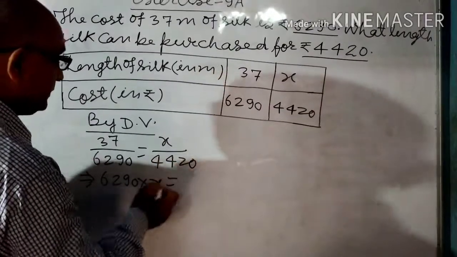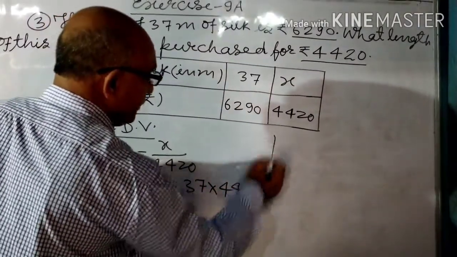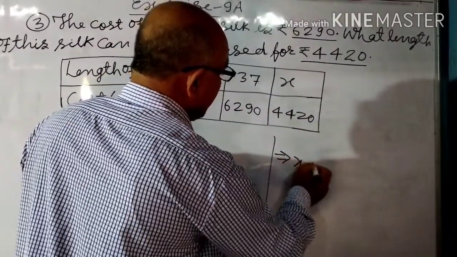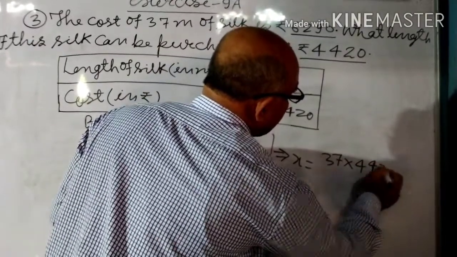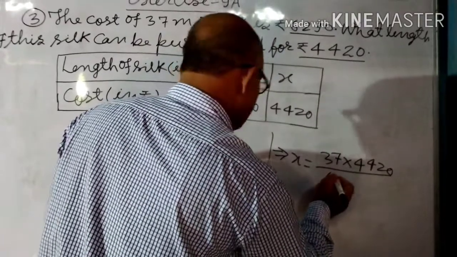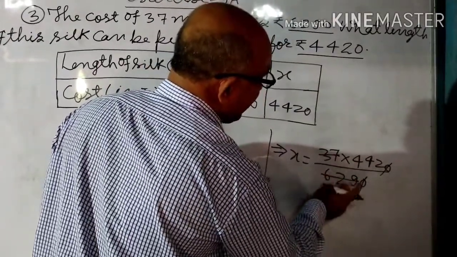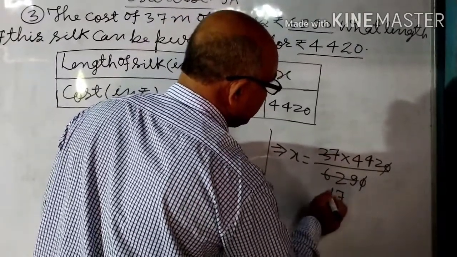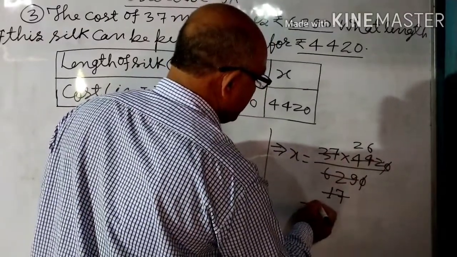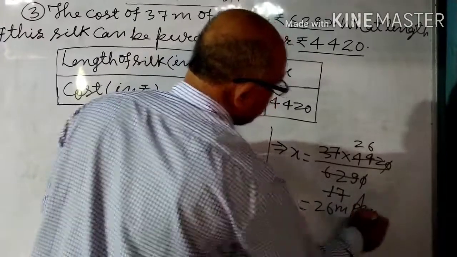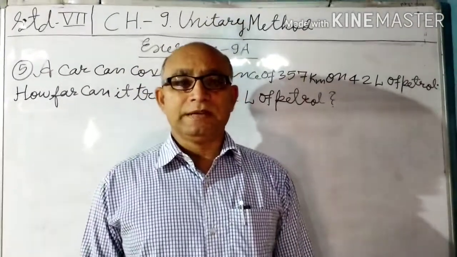6,290 into x equal to 37 into 4,420. That implies x equal to 37 into 4,420 by 6,290. 0 and 0 cancel. 629 divided by 37 is 17 times. 17 twos are 34, 102, 17 sixes are 102, so 26 meters of silk. Understand and write it.